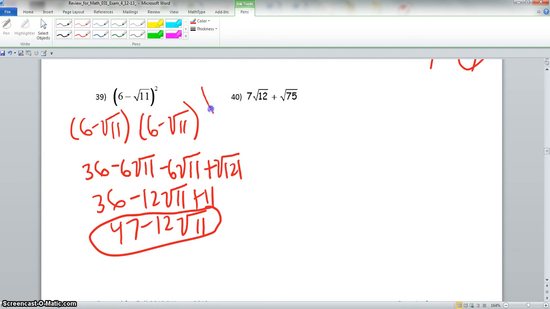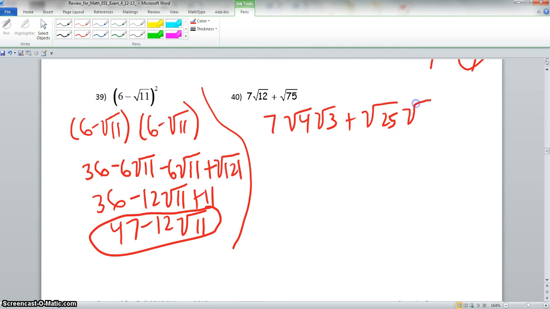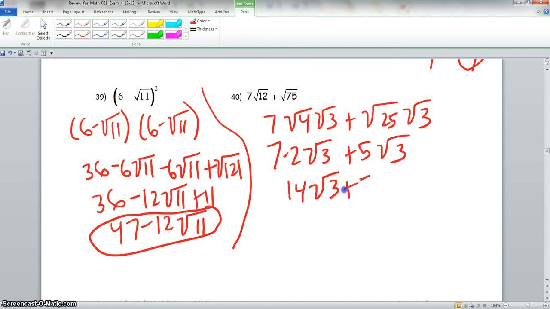Now we come to problem 40. Problem 40, we could pull out our highest perfect square. So we have 7 times the square root of 4 times the square root of 3 plus the square root of 25 times the square root of 3. So we have 7 times 2 square root 3 plus 5 times the square root of 3. So we have 14 square root of 3 plus 5 square root 3. So we add 19.